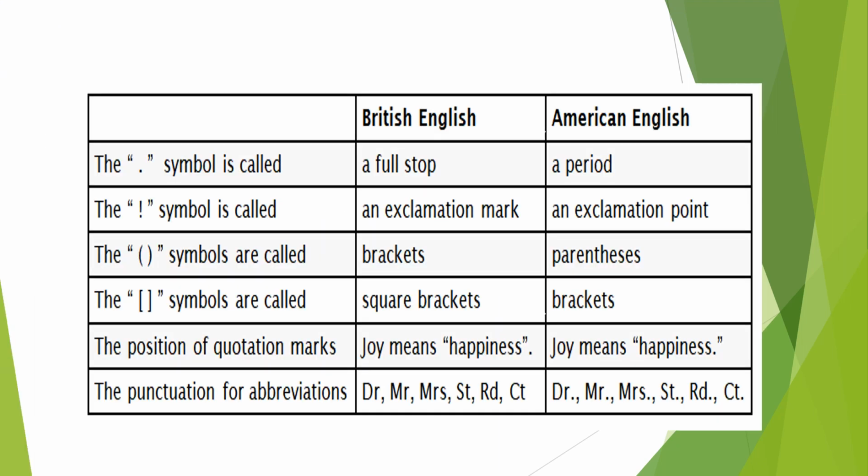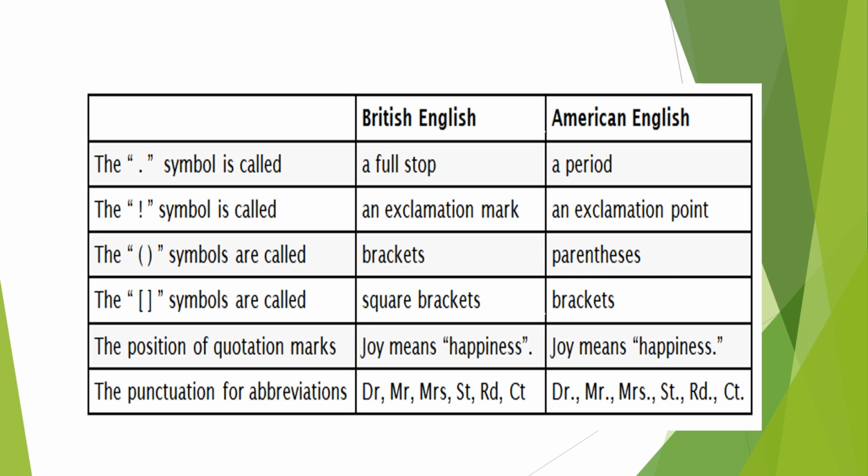So there you can see the symbols, what the British accent is and what the American English accent is. As you can see, this symbol is called a full stop in British English, and this symbol is called a period in American English. The symbol of exclamation you can see over here: in British English it is an exclamation mark, but in American English it is an exclamation point.